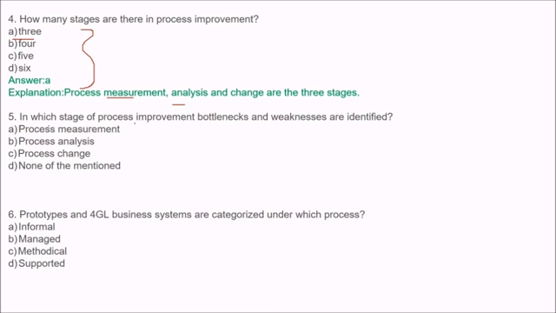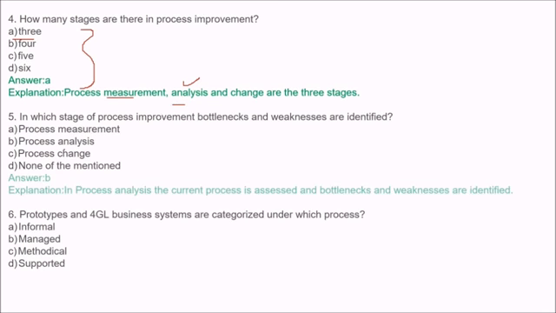In which stage of process improvement are bottlenecks and weaknesses identified? Is it analysis or any other? The answer is B, process analysis. In process analysis, the current process is assessed and bottlenecks and weaknesses are identified.